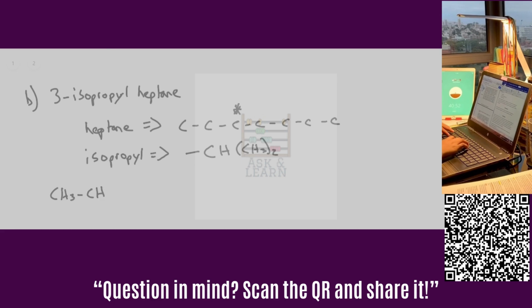CH3, CH2, CH, where our isopropyl group will go, CH2, CH2. So that's our chain, heptane chain. And then at position 3, we can draw our isopropyl group. And that gives us a structure of 3-isopropyl heptane.